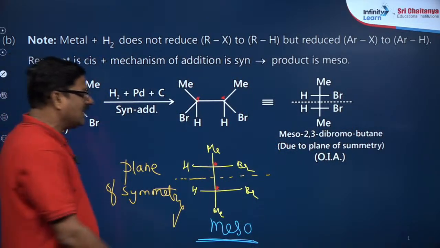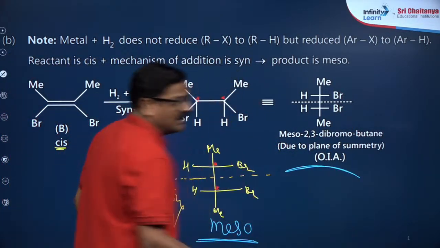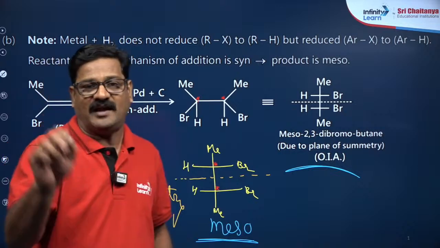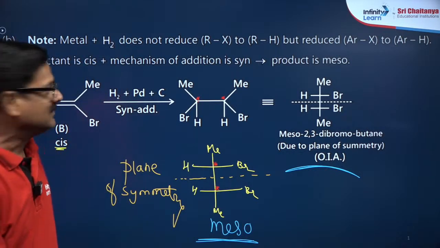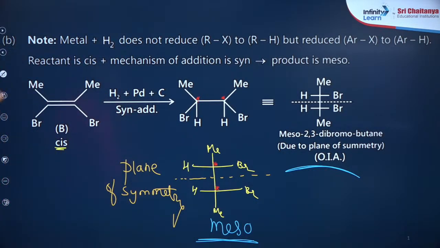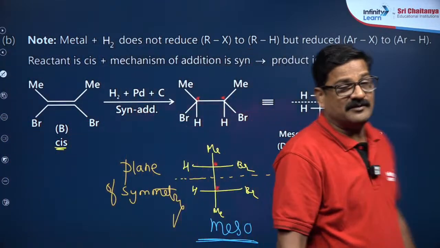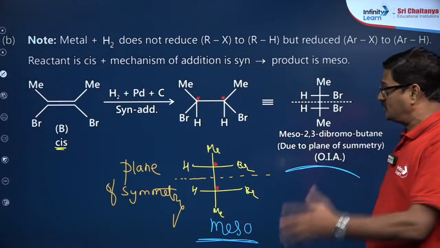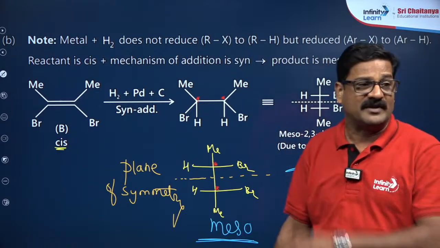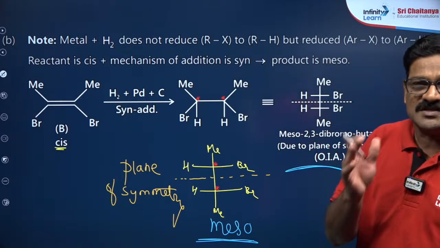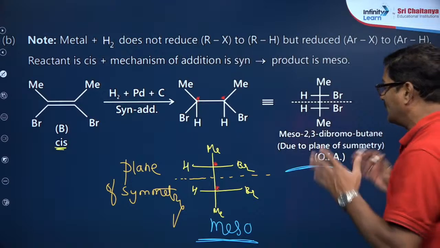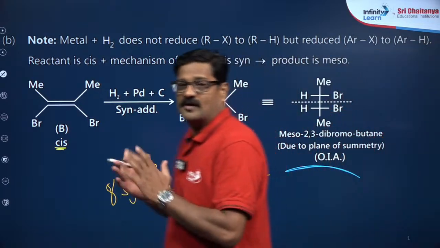2,3-dibromobutane and it is optically inactive. Clear? That's a tremendous example. If you get any type of questions, difficult questions, more than this difficulty level, you don't expect it. So this is the best way to understand the addition of hydrogen.